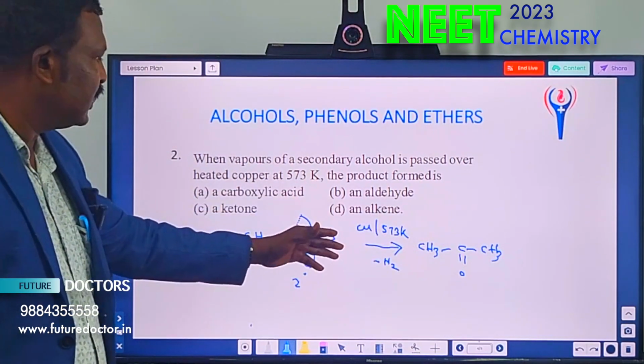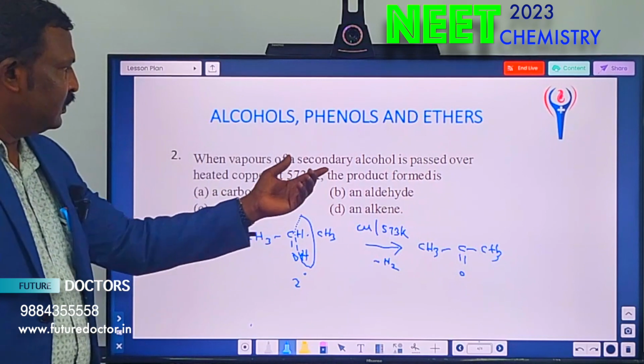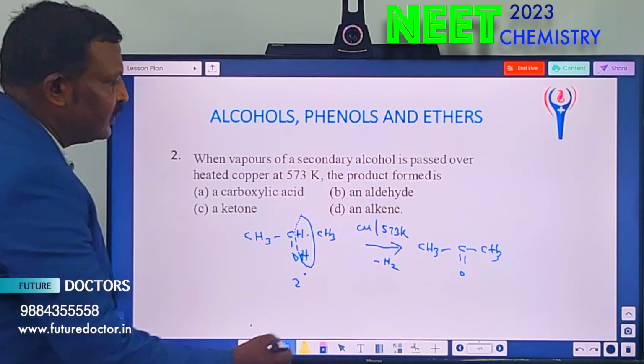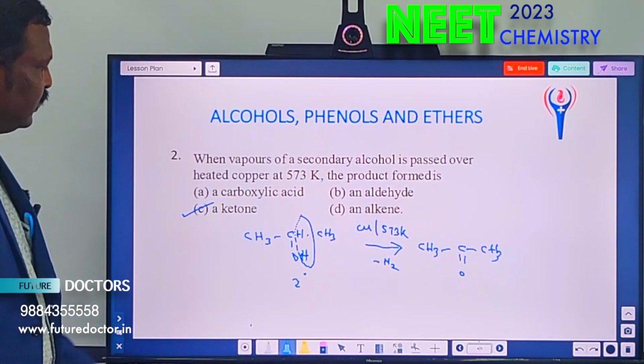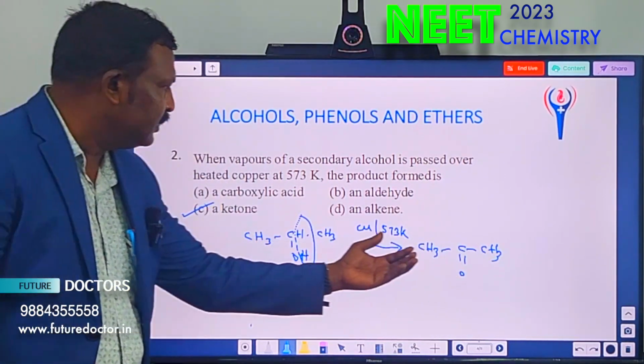Generally they only ask: if a secondary alcohol is passed over copper at 573 Kelvin, what is the product? It is a ketone. So the answer is C. If you use a primary alcohol we get an aldehyde. If you use a tertiary alcohol we will get an alkene.